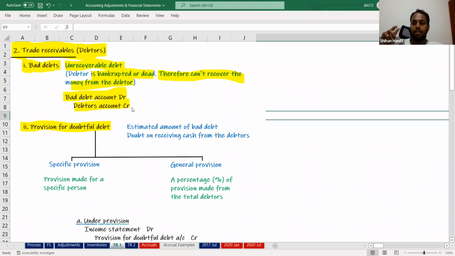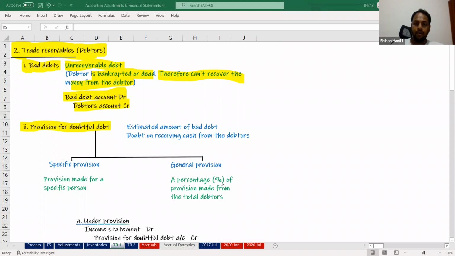What is the double entry for bad debt? Bad debt expense account debit, debtors account credit. Debtors will reduce. Bad debt is not an asset. Bad debt is an expense. Expense debit. Asset and expenses debit.